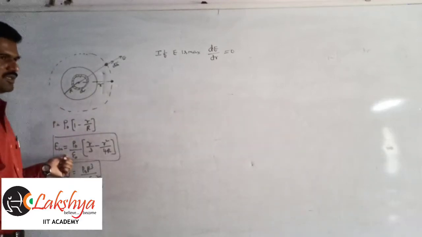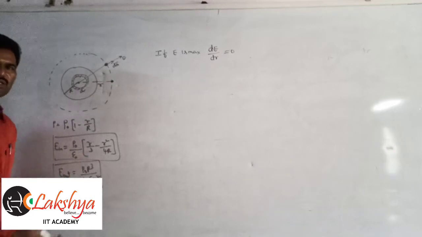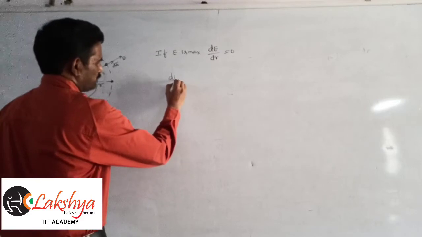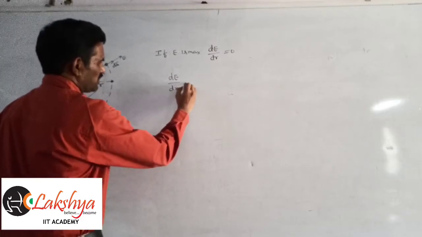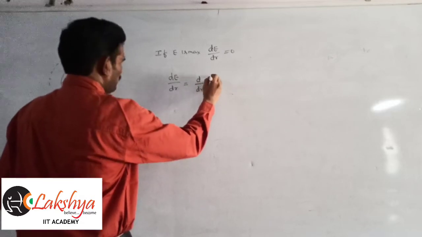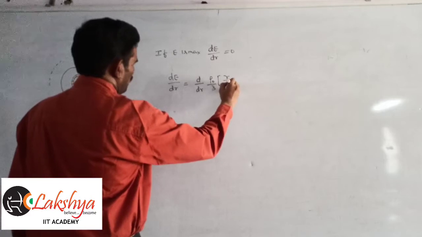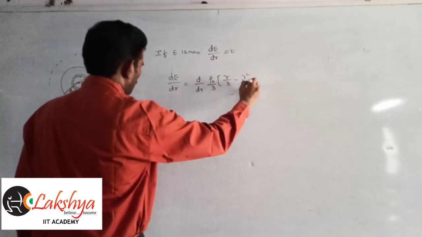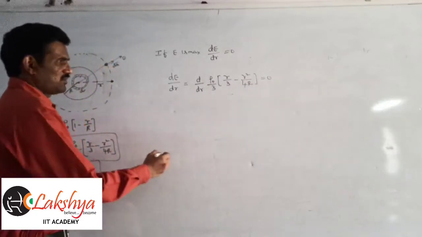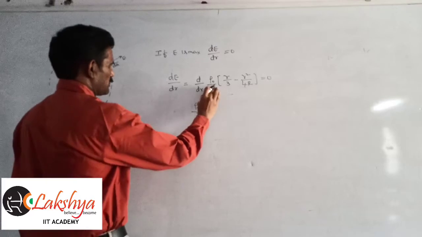The field only, there is a possibility for the maximum only inside, because outside it is a continuous decreasing function. So I am going to differentiate this inside expression here. d by dr of rho naught by epsilon naught into (r by 3 minus r square by 4R) is equal to 0.